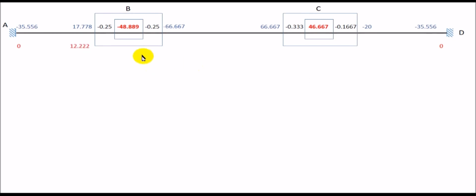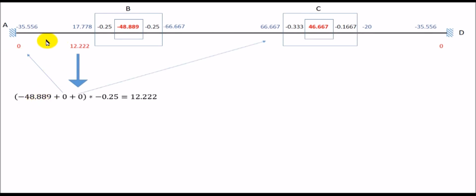The first iteration value here is 12.222. How did this value come? I'll explain it to you. It is the summation moment, minus 48.889, plus the latest iteration value of the left support. Please take care of the word latest. I'll explain to you why the latest word is more important here.